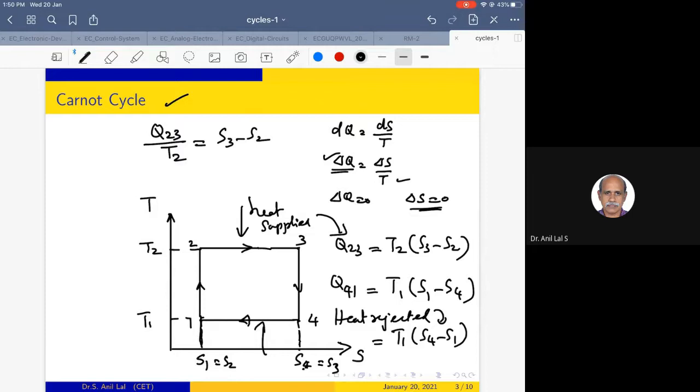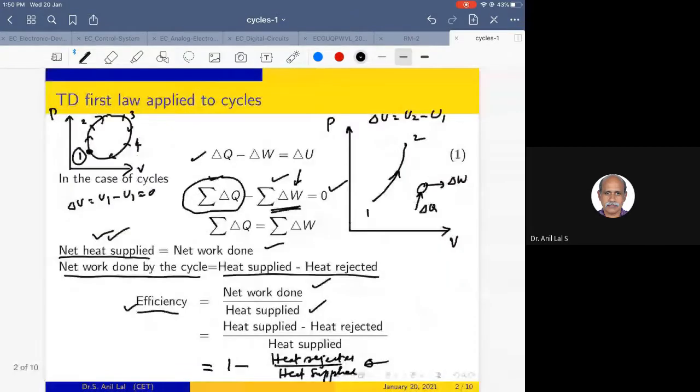Or, on the other way, otherwise you have to add this. For net heat, you have to add this. Or if you want to write it as heat supplied and heat rejected, you have to write just T1 into S4 minus S1. Now, because we already wrote this equation as efficiency is equal to 1 minus heat rejected by heat supplied.